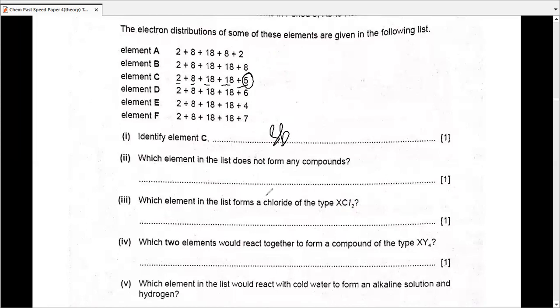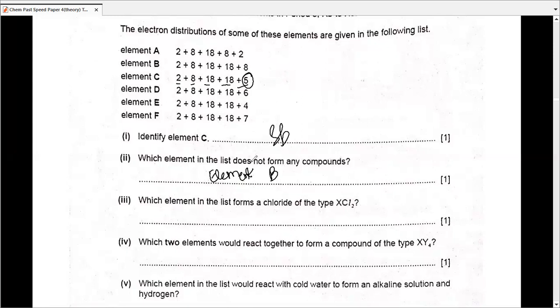Moving on. Number two. Which element in the list does not form any compounds? Element B. Good. Why? Because it has 8 electrons in its outermost shell. Okay, moving on.